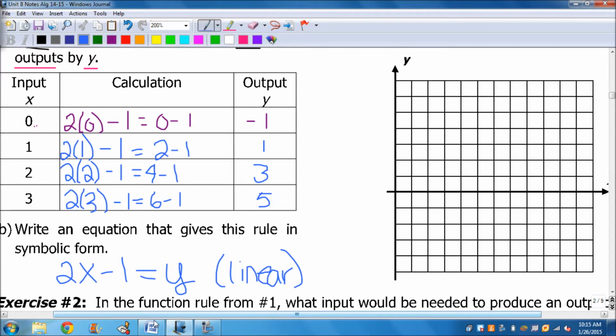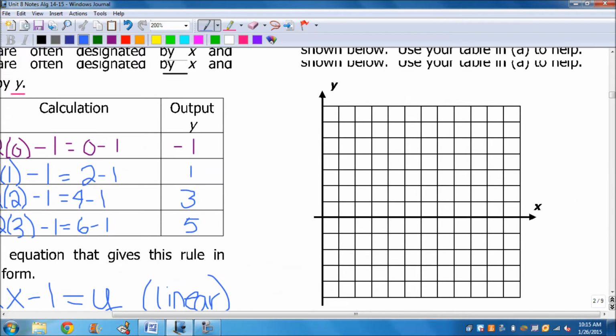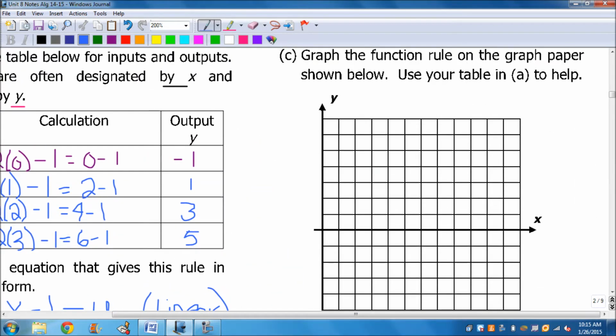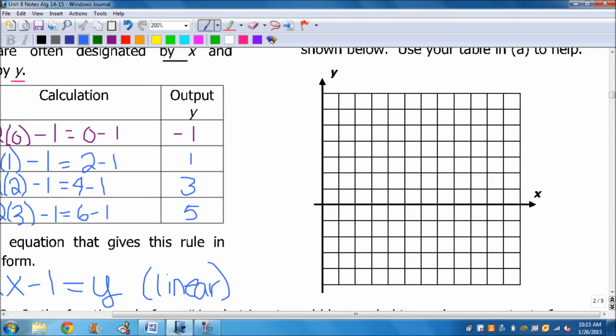Okay, so now part C says to graph the function rule on the graph shown below. Use your table in A to help. Or you can just use the fact that you know linear functions to begin with. So I'm going to say this is 0. You can number it however you want. I'm just going to go by 2's. And then all you have to do is just graph out your values.